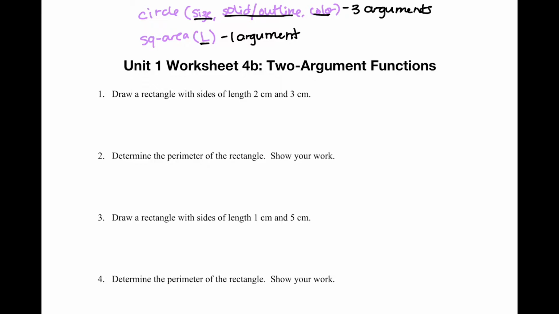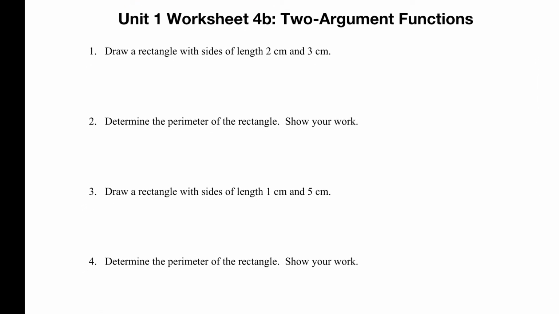So now we're going to do a 2 argument function. We're going to draw a rectangle with sides of length 2 centimeters and 3 centimeters. Again, from the previous worksheet, it doesn't have to be perfectly 2 and 3 centimeters. Now we're going to determine the perimeter of the rectangle. Like the square, we added up the sides, and so now we are going to add up the sides of this rectangle.